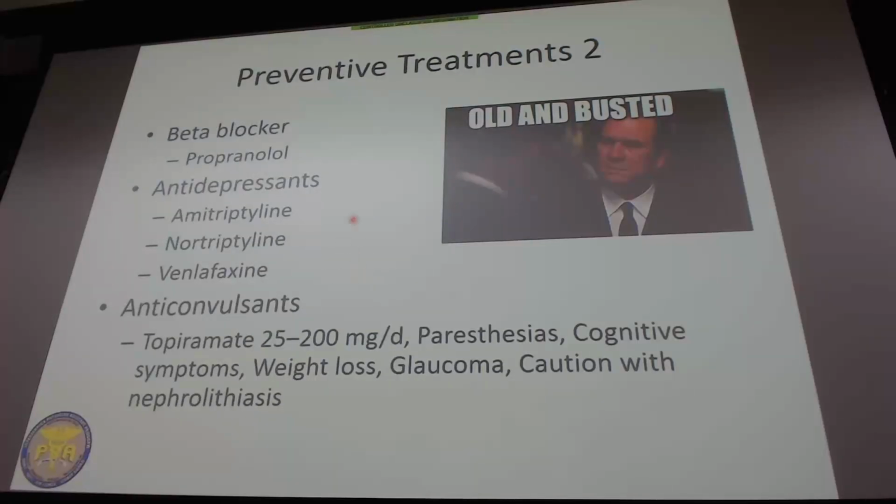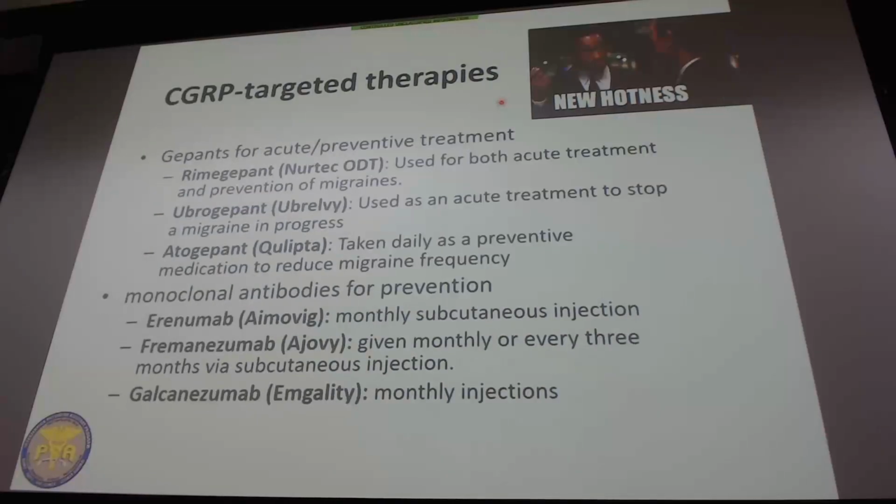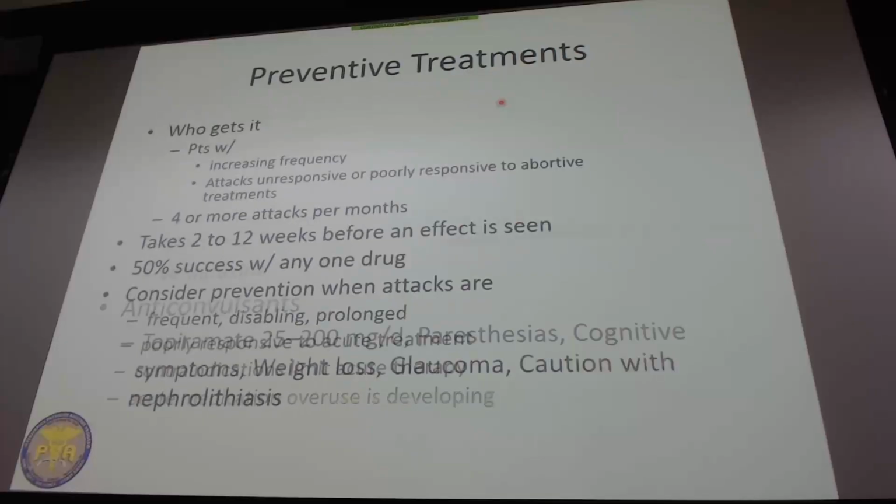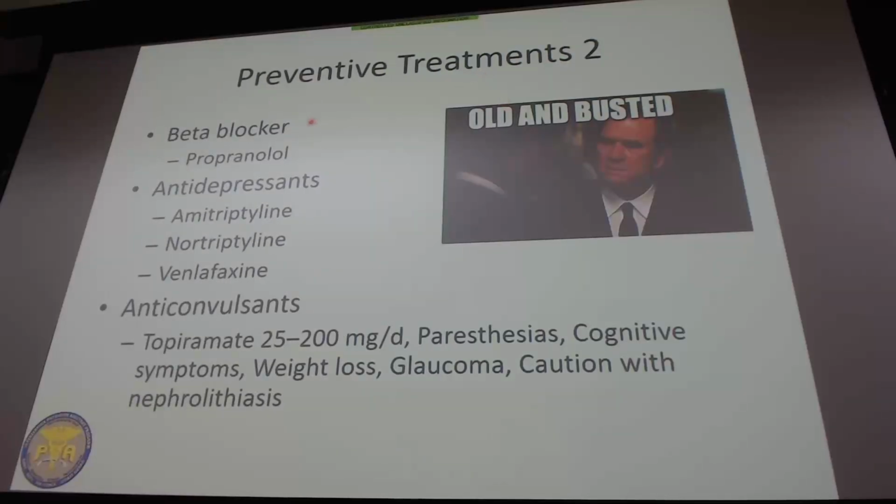So I've got some preventative treatments. Who's ever seen these ones before? They're old and busted. New hotness. Old and busted: beta blockers, old school antidepressants like amitriptyline, and anticonvulsants like topiramate. Don't worry about the dosages. I tried to get rid of all the numbers because I know that makes us nervous.